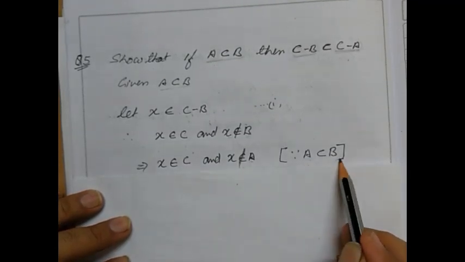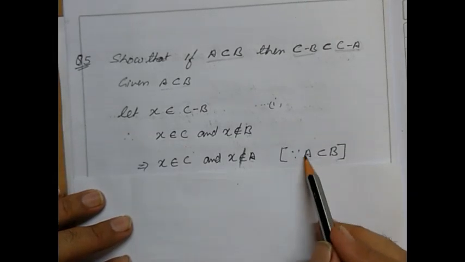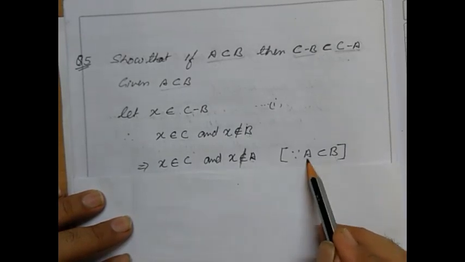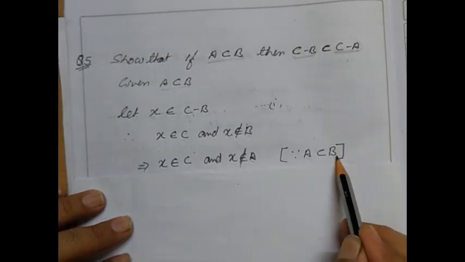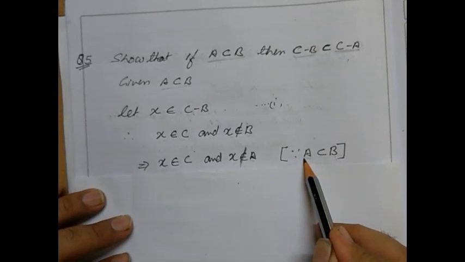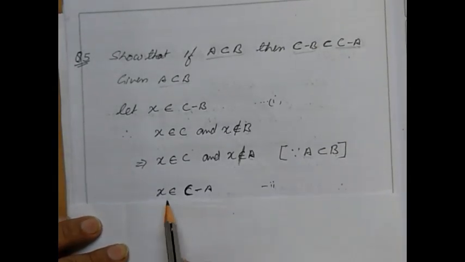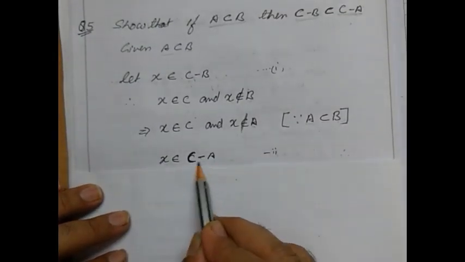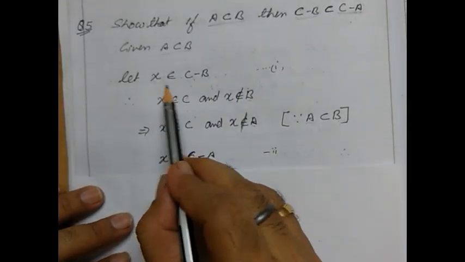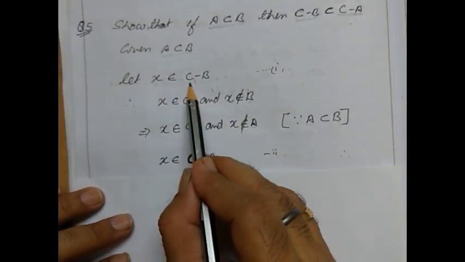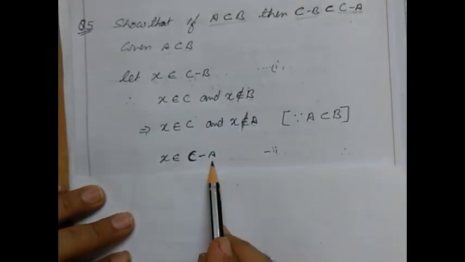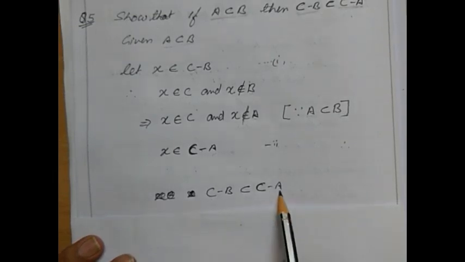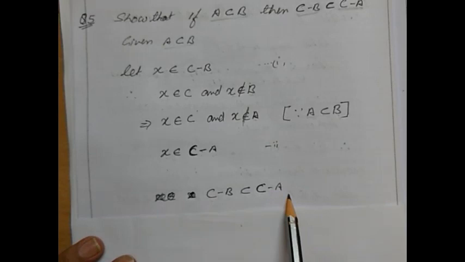The reason is that A is a subset of B, and you know very well that a subset is a part of set B. A is a subset of B, so A is a part of B. So when it is not present in B, how is it possible that it is present in A? Clear? So then we can say that x belongs to C minus A. So here we are taking that x belongs to C minus B, x belongs to C minus A, then we can say that C minus B is a subset of C minus A. I hope this thing is clear.